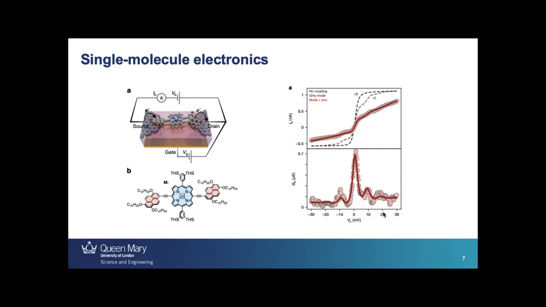Now, up till now, we've been looking at these devices where you operate them essentially as a transistor, right? You have a source and a drain, so you apply a bias voltage across it, and you have a gate voltage, and you look at the current as a function of that. Now, what we also started to do a couple of years ago was to look at these devices and, rather than applying a bias voltage across them, we're applying a temperature bias across them.